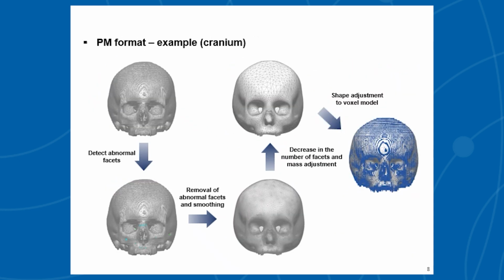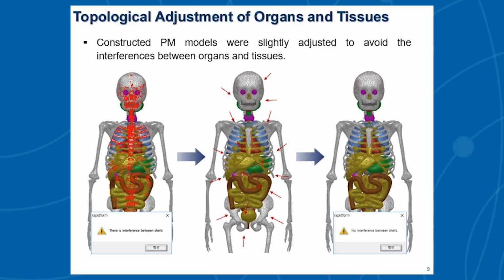The next example is the cranium, which was already in the polygonal mesh format. In this case, format conversion was not required, but as you can see, it had many mesh defects and was also made of too many faces. So we removed the defects, reduced the number of faces, and then followed the same steps as before. We also applied similar steps to the other organs to convert them into the high-quality mesh format.